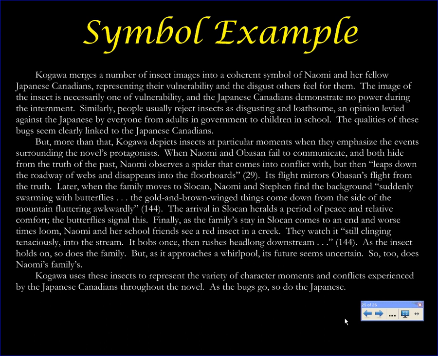The butterflies signal this. Finally, as the family's stay in Slocan comes to an end and worse times loom, Naomi and her school friends see a red insect in a creek. They watch it still clinging tenaciously into the stream. It bobs once, then rushes headlong downstream. As the insect holds on, so does the family. But as it approaches a whirlpool, its future seems uncertain. So too does Naomi's family's. Kogawa uses these insects to represent the variety of character moments and conflicts experienced by the Japanese Canadians throughout the novel. As the bugs go, so do the Japanese.